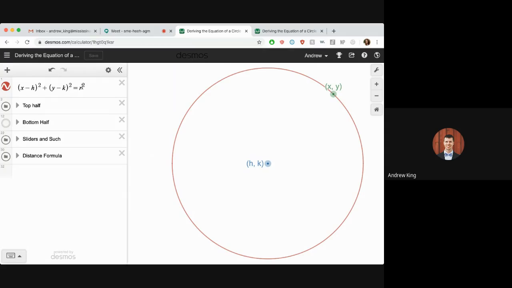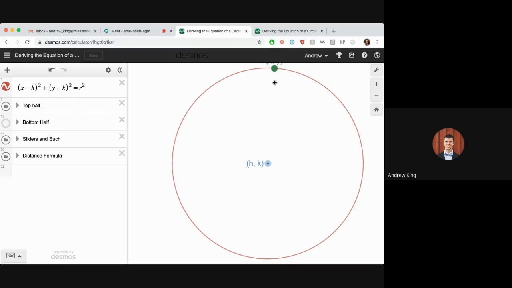I want to walk you through how to derive this equation so that it makes a little more sense and you're not just being told that you have to memorize this thing, but you can see where it comes from. Okay, so I've got a circle in red with the center in blue, and we're going to call the center (h, k). h is the x coordinate, k is the y coordinate. This green (x, y) here is just literally any point on the circle.